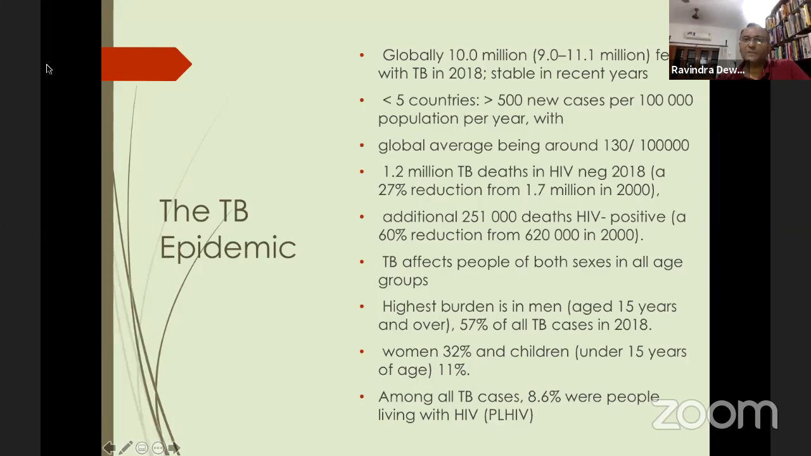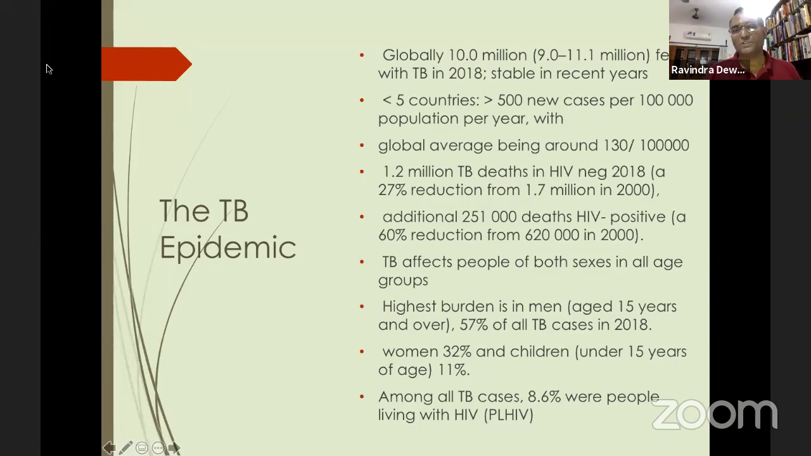So globally, around 10 million people developed tuberculosis in 2018, and fewer than five countries had more than 500 new cases per 100,000 population, the global average being around 130 per 100,000 population. The important point is that there were 1.2 million TB deaths in HIV negative TB patients. These deaths are still much larger than the deaths we have seen from the COVID epidemic. But of course, COVID has seen them in a very short duration of time, while this was a yearly figure of deaths. An additional 251,000 deaths were in HIV positive cases.